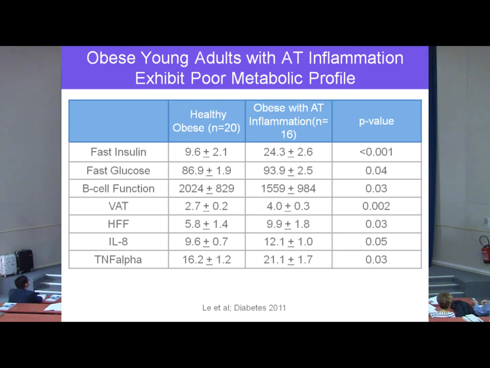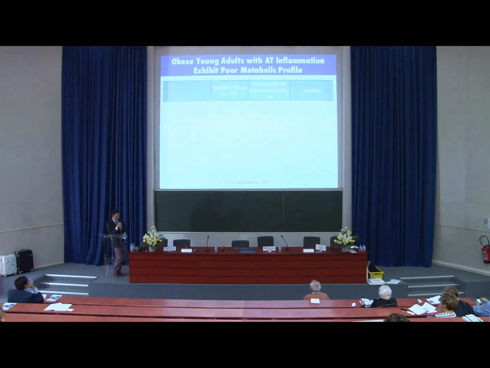They're hyperinsulinemic, hyperglycemic, with poor beta cell function, much more visceral fat, much more liver fat, and also had circulating levels of inflammation. And in relation to the previous talk, these subjects with adipose tissue inflammation had upregulation of the NF-kappaB pathway.